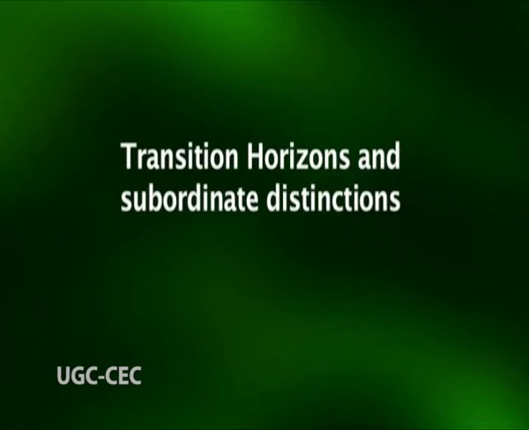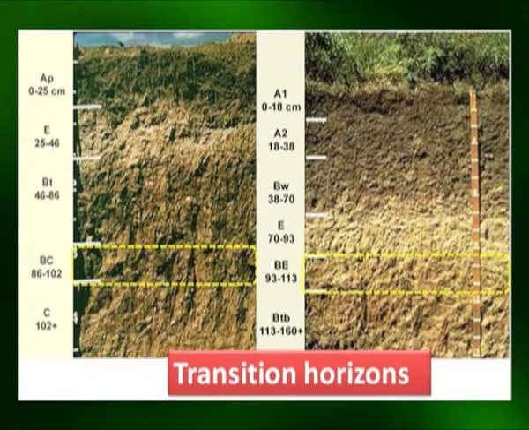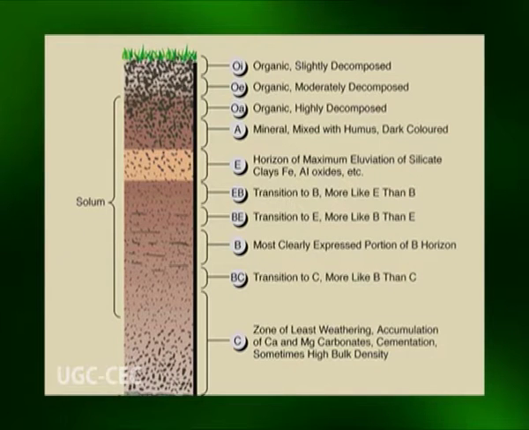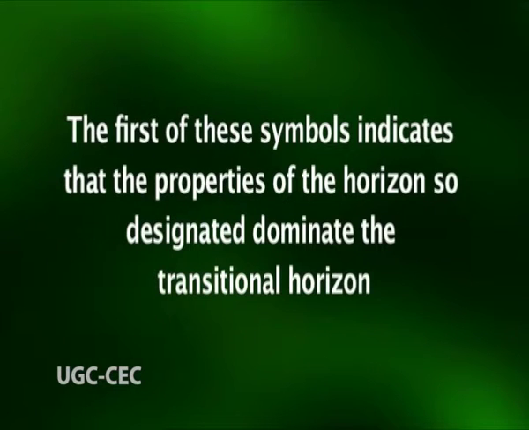Now we discuss transition horizons and subordinate distinctions. Generally, two kinds of transitional horizons are recognized. In one, the horizons are dominated by properties of one master horizon but have subordinate properties of another. These are represented by two capital letters, for example, EB, BE or BC. The first of these symbols indicates that the properties of the horizon so designated dominate the transitional horizon. For example, an AB horizon has characteristics of both an overlying A horizon and an underlying B horizon, but it is more like the A horizon than the B horizon.